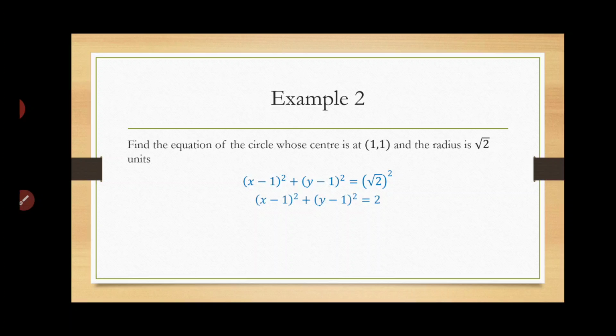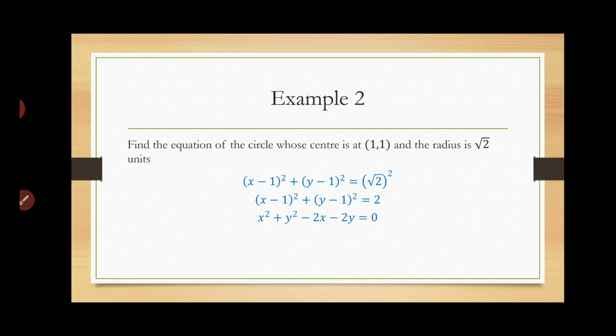You can leave the answer here itself, but you can just go on solving further by breaking the whole squares and writing it. You get x square plus y square minus 2x minus 2y equals 0. Fine.